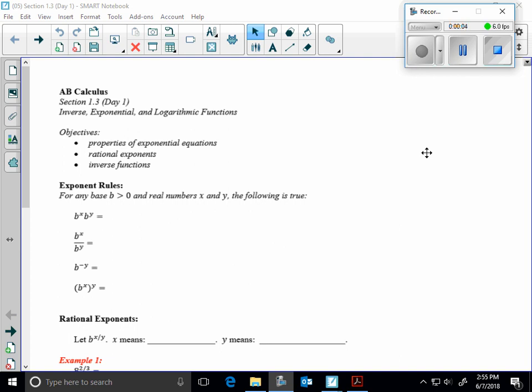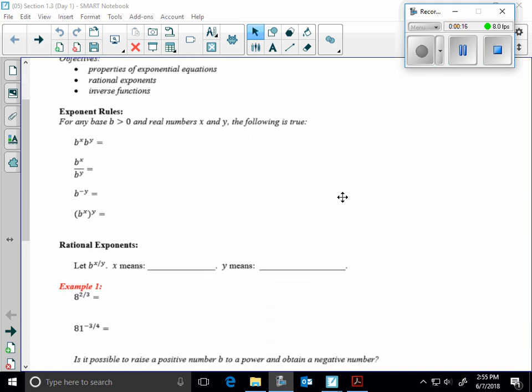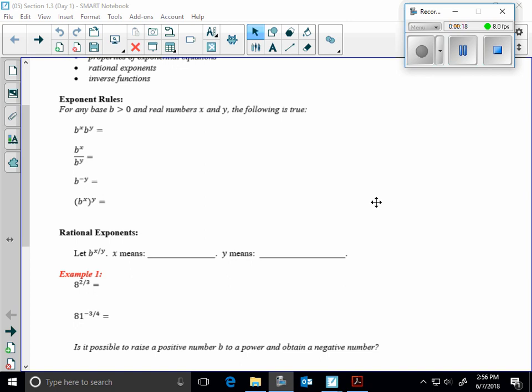1.3, day number 1, inverse, exponential, and log functions. We're going to talk a little bit about properties of exponentials, rational exponents, as well as inverses. So for any base b and real numbers x and y, the following are true.